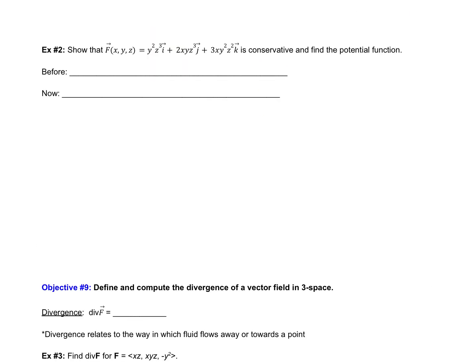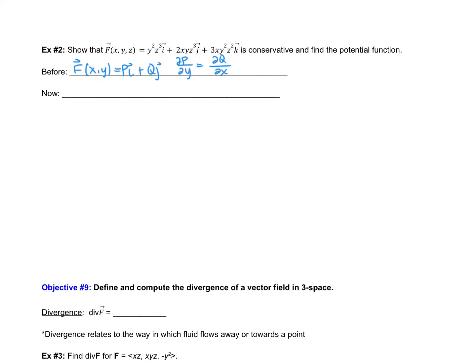Show that f, which is that given vector field, is conservative, and find the potential function. So what we would have done before, when we only had a vector field generally in 2 space, written as p multiplied by i, add q multiplied by j, is we would have taken the partial of p with respect to y, the partial of q with respect to x, and shown that they're equal. Now, what do we do if there is a vector in 3 space? We can't use this idea anymore.